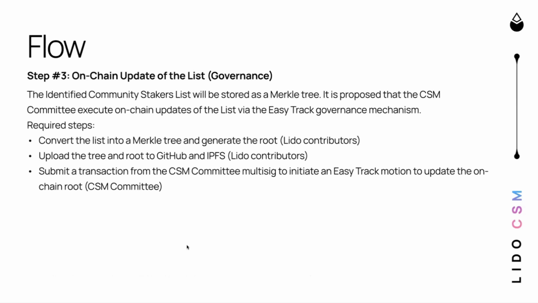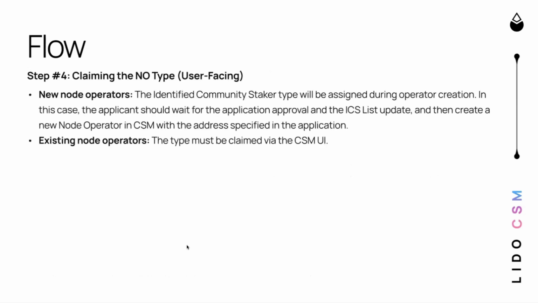It will be proposed to the CSM committee for review, and then the CSM committee will be able to start an easy track motion to bring those new addresses to the list on chain. And after that, the small step that will be required from CSM node operators is to go to the UI, to the CSM widget again, and just claim their new node operator type. Beautiful, amazing, quite simple, in my opinion at least.